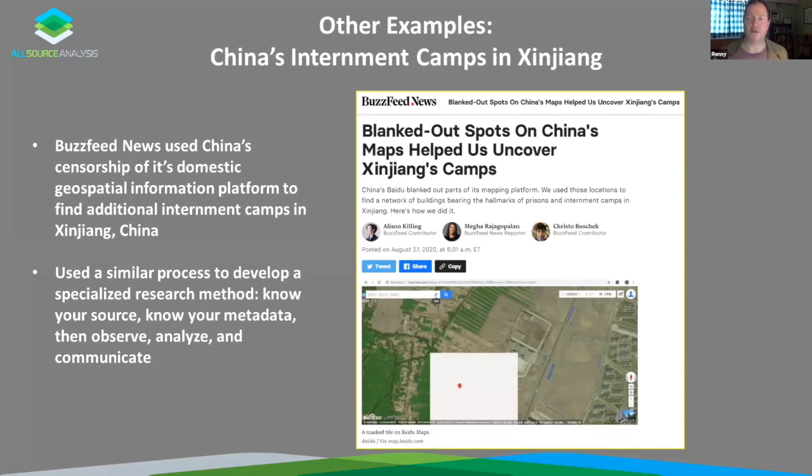So it's a great example of using good, sound research methods and lots of different geospatial information in a composite way, putting it together in a way to find more data. So using censorship to the benefit of finding more of these internment camps.